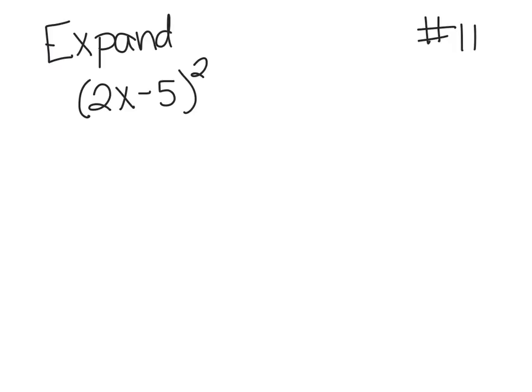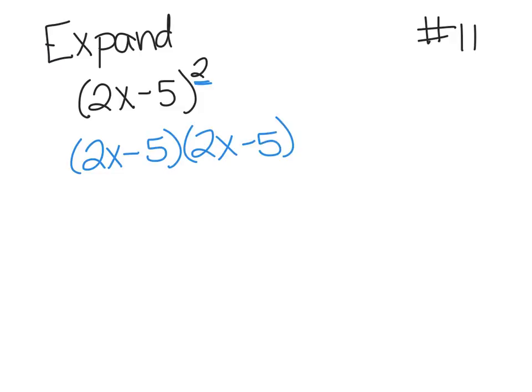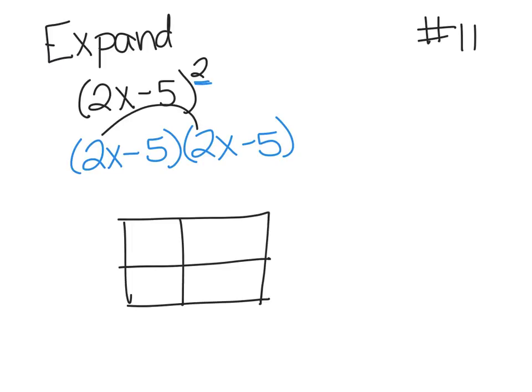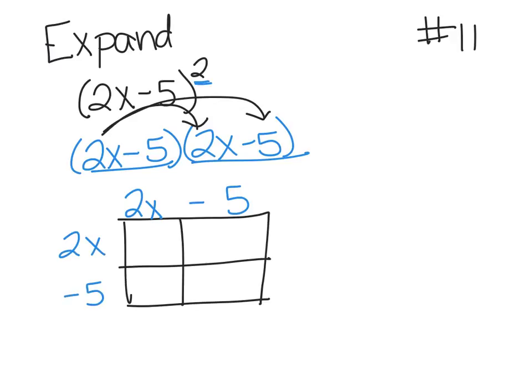Expand. When I have to expand something, the first thing I'm going to do is rewrite it because there's 2 of them. So I'm going to write it as 2x minus 5 times 2x minus 5. Now, I personally like the box method. If you like the method where you draw arrows, then please draw arrows. The box method, 2x minus 5, that goes on the top, that goes on the side, 2x minus 5.